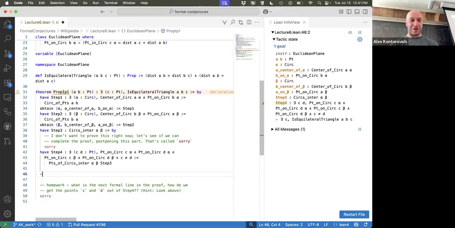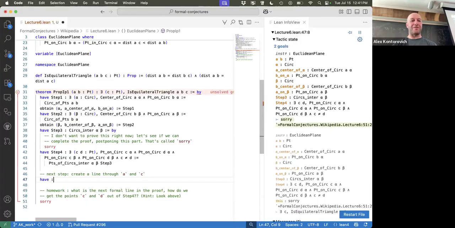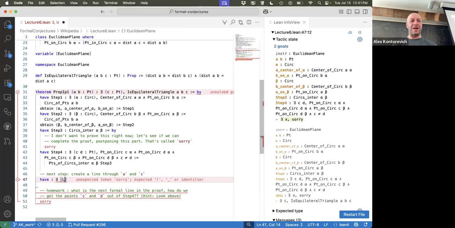Okay, so Sayuri is telling us next step would be create a line through A and C. Okay, so why is there a line through something? Let's have, there exists a line L of type line, so that point A is on line L and point C is on line L.